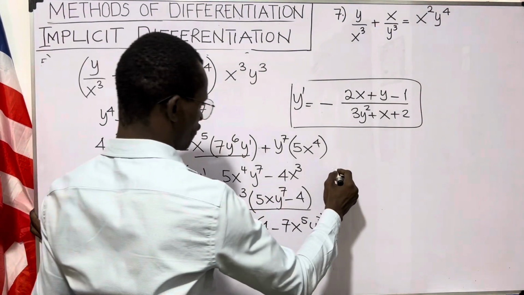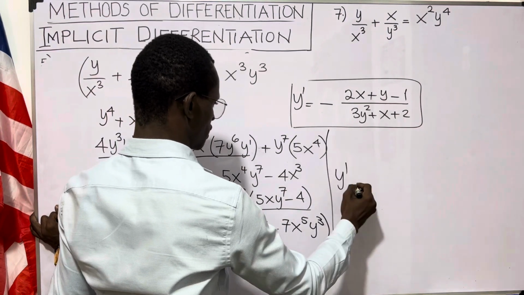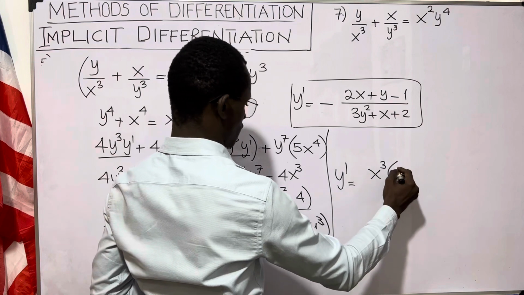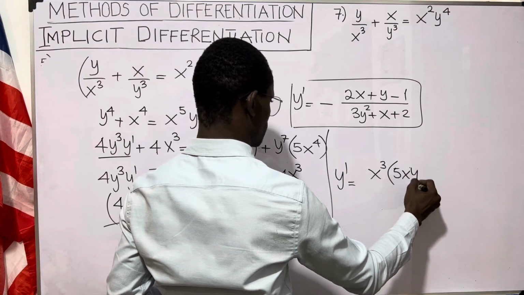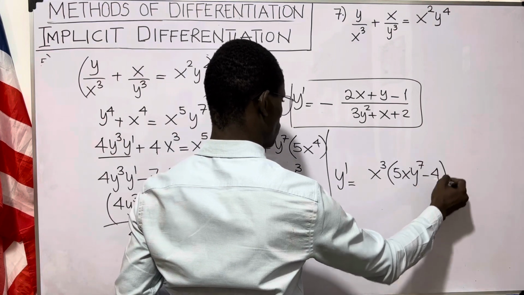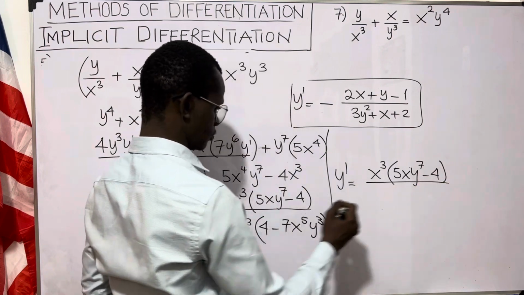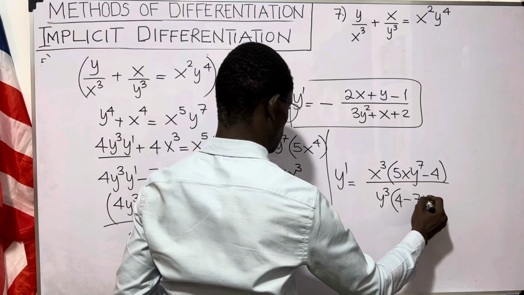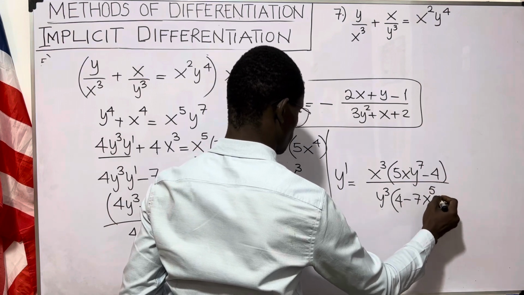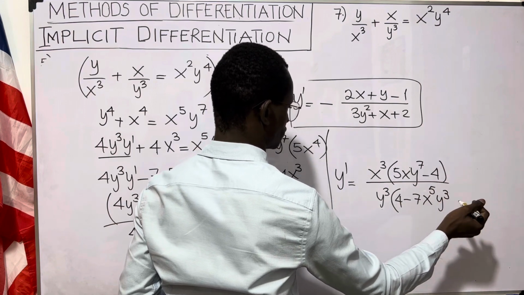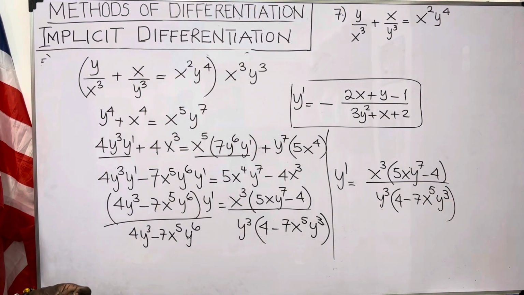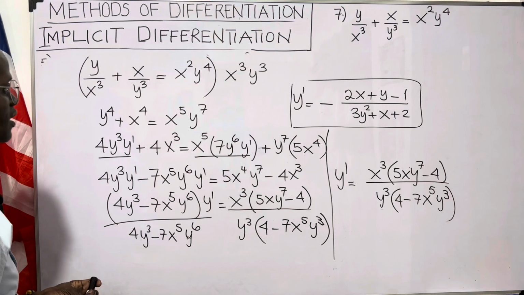So finally, we can have y prime equals x to the 3rd times 5x y to the 7th minus 4, all over y to the 3rd times 4 minus 7x to the 5th y to the 3rd. So this is actually our final answer for this problem.